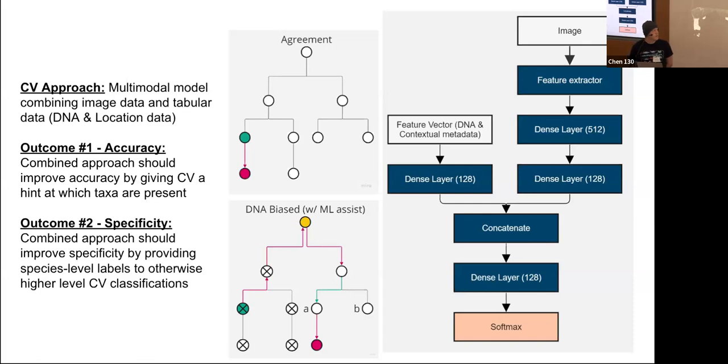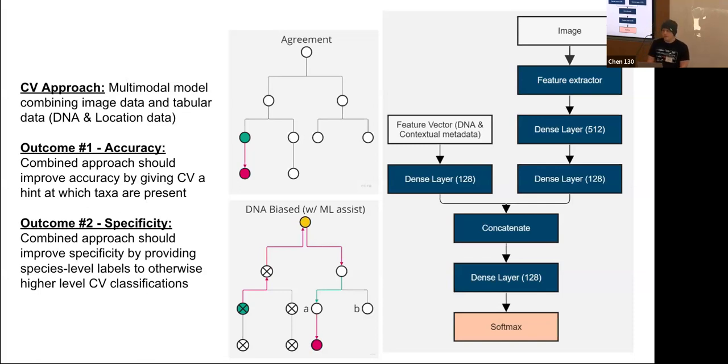The first outcome that we're hoping for is that through this combined approach we would have better accuracy than just the images on their own, using the DNA as a way of giving the model a hint as to what's in any given sample, and then hopefully that improves accuracy. The other thing, outside of the traditional computer vision workflow, would be improving the specificity of the classifications as well.